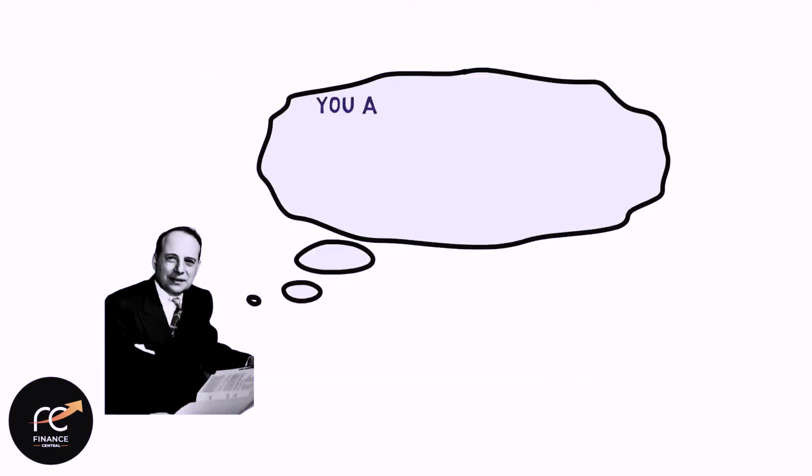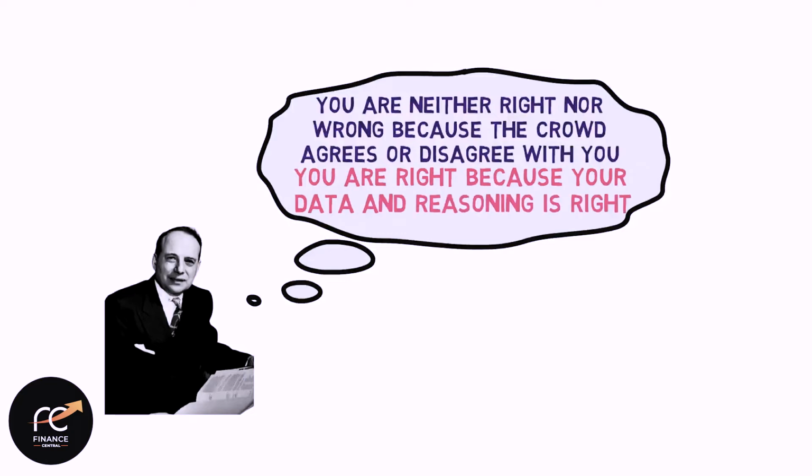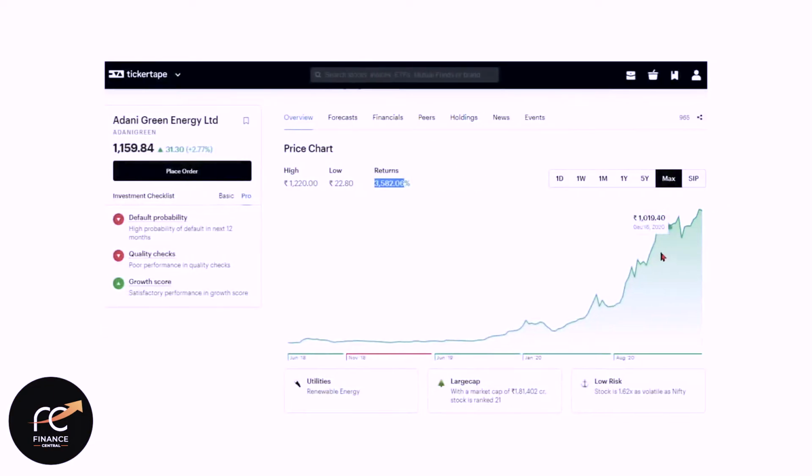Around 80 years back, Benjamin Graham said some important words. You are neither right nor wrong because the crowd agrees or disagrees with you. You are right because your data and reasoning is right. Because if you chase the crowd, you will get the same treatment that the crowd gets. Sadly, this is why the stock market has a bad name. Because most people invest by looking at the name and the past returns. But if you open the annual report of the company, you will be leagues ahead of the crowd. That is why we must only pick those companies that we have researched ourselves. Don't be blinded like the crowd.